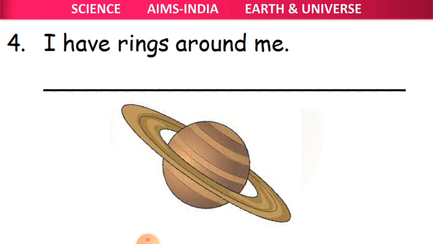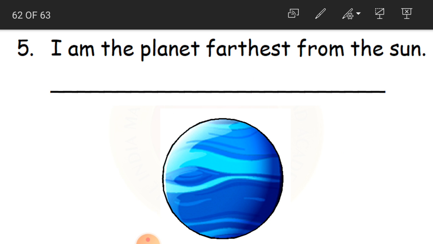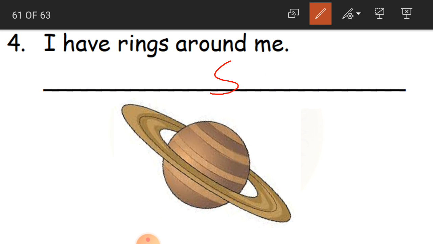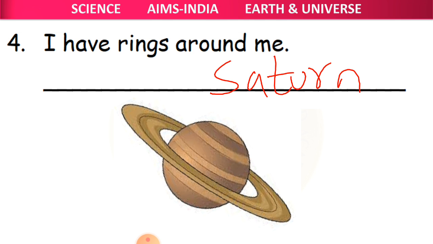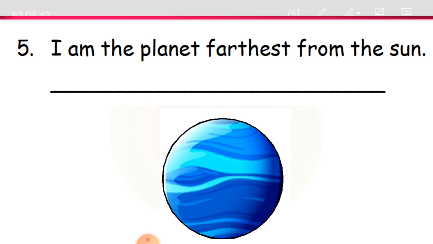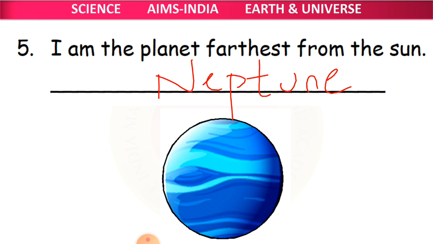Okay. Now, I have rings around me. What is this? So beautiful a planet. That is nothing but Saturn. Now the fifth one: the planet farthest from the sun. The last one, Neptune, which is very far away from the sun.